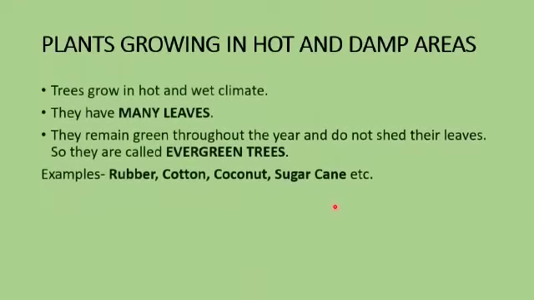Plants growing in hot and damp areas. Trees grow in hot and wet climate. They have many leaves. They remain green throughout the year and do not shed their leaves. So, they are called evergreen trees. Examples: rubber, cotton, coconut, sugarcane, etc.